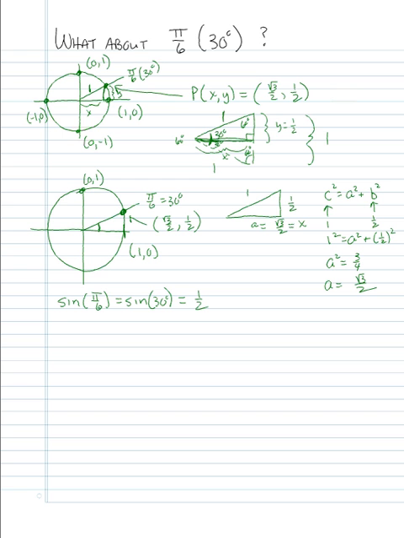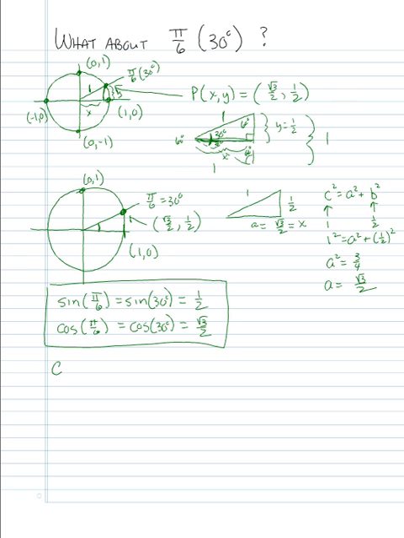In this case, that's 1/2. And the cosine of pi over 6, which is equal to the same thing as the cosine of 30 degrees, is the first coordinate. And the first coordinate is the square root of 3/2. So this is the critical part. That's what we remember.